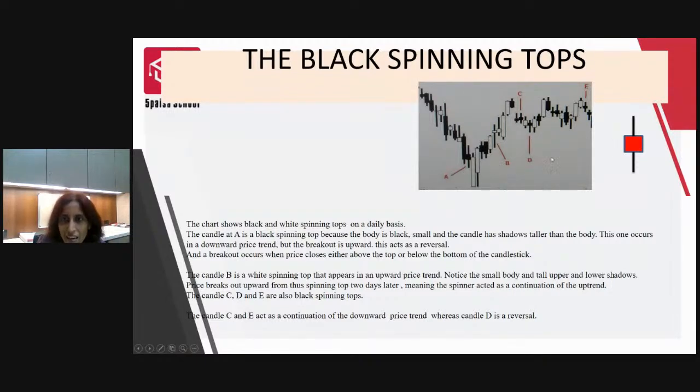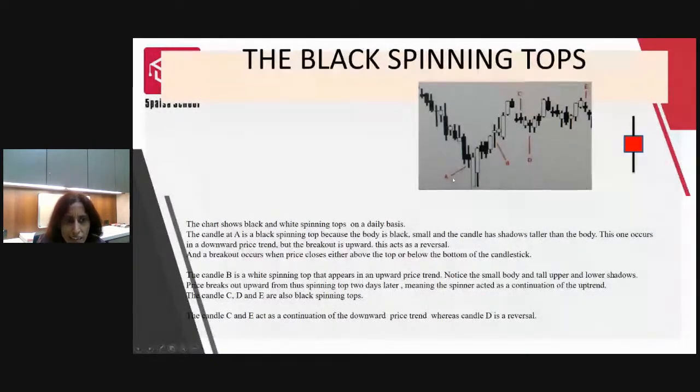So here you can see a black spinning top. It can be black or red. You see five letters over here: A, B, C, D, and this chart shows black and white spinning tops on a daily basis. And look at this A. What is this A indicating? This A is indicating a black spinning top because the body is black. Remember, the body can also be red. It's not a main thing, but if it is black or red, it is indicating a bearish sentiment for sure.